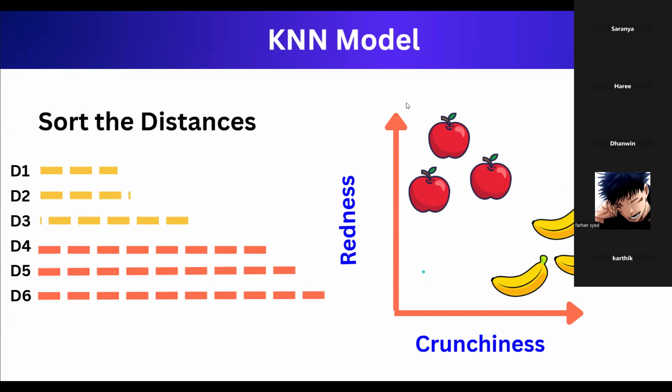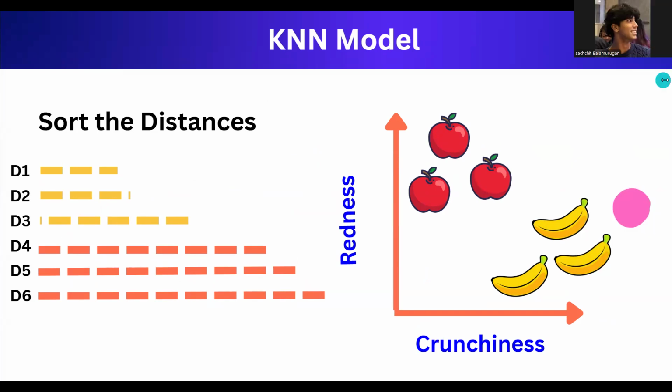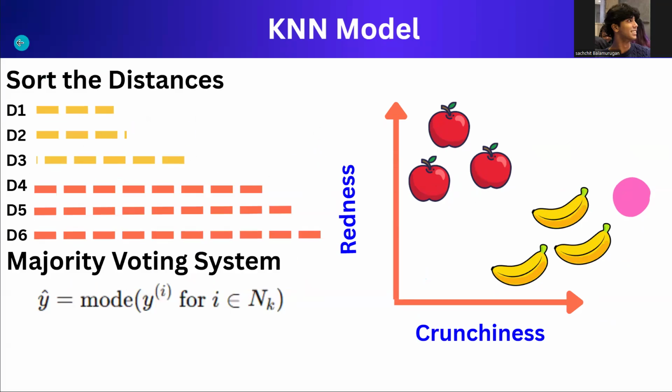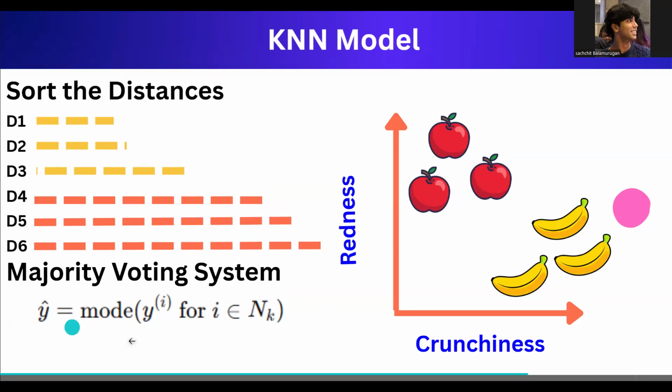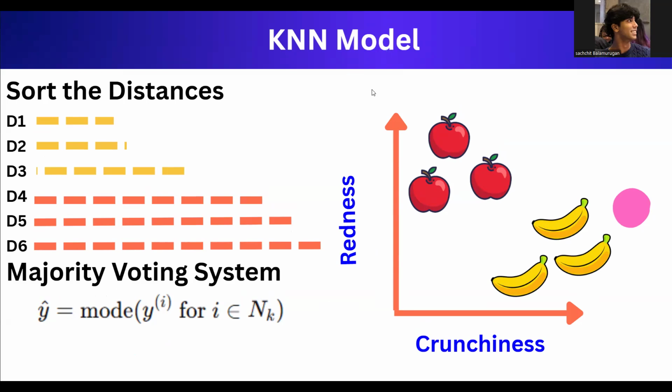Okay. So once we sort the distances, we now move on to the next step. For classification, we use a system called the majority voting system. In the majority voting system, what we do is we calculate the mode. First of all, who knows what mode is? Have you heard it in your classes? The most recurrent number. Yeah, the frequency of the number, right?